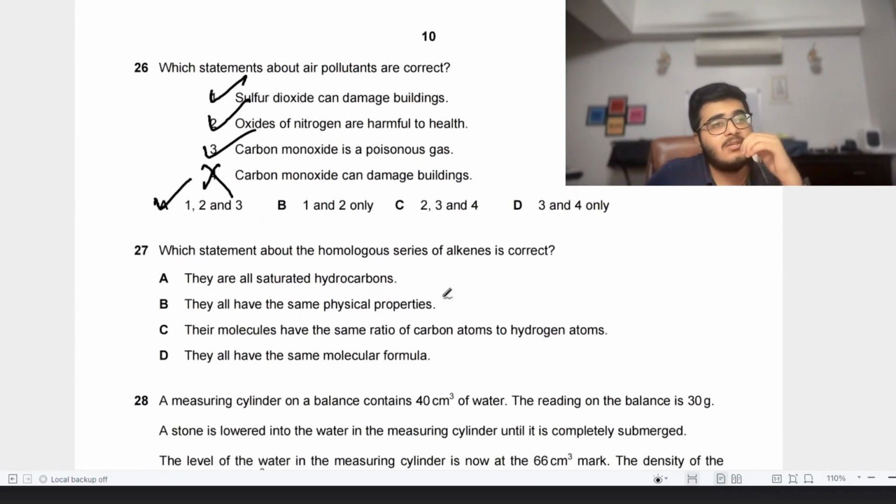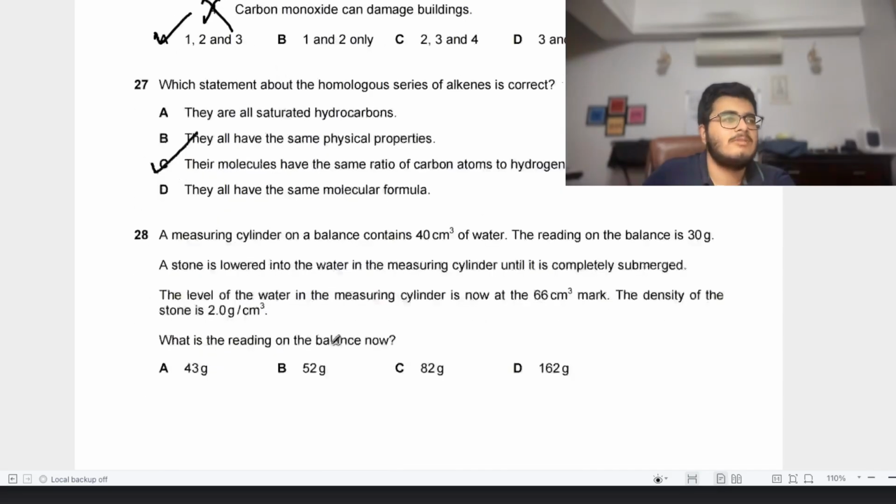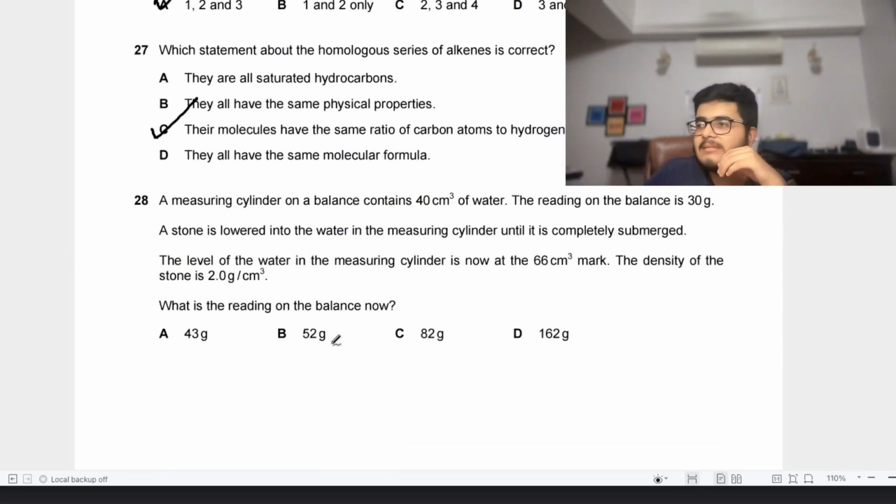Which statement about the homologous series of alkanes is correct? A homologous series is a series of similar chemical compounds having similar chemical properties, and they are in the same functional group. We all know there are 3 types of homologous series: alkanes, alkenes and alkynes, and they have to be in the same ratio. So the correct answer is C. The ratio of carbon to hydrogen atoms is the same. That's why we have a formula for them, right? Using the formula we can work out the whole series.